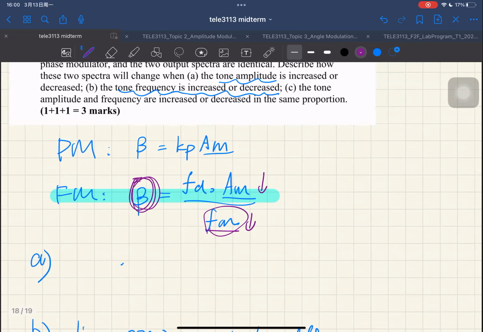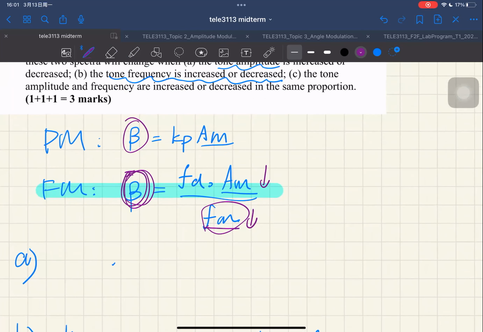But for your PM, it does not really matter, right? Because this beta does not involve any term of your tone frequency. But your FM involves a term which has the tone frequency. So if you change your tone frequency, which was FM here, if you want to make sure that your beta is constant, you have to change your AM as well. So your tone amplitude will be affected in this case.